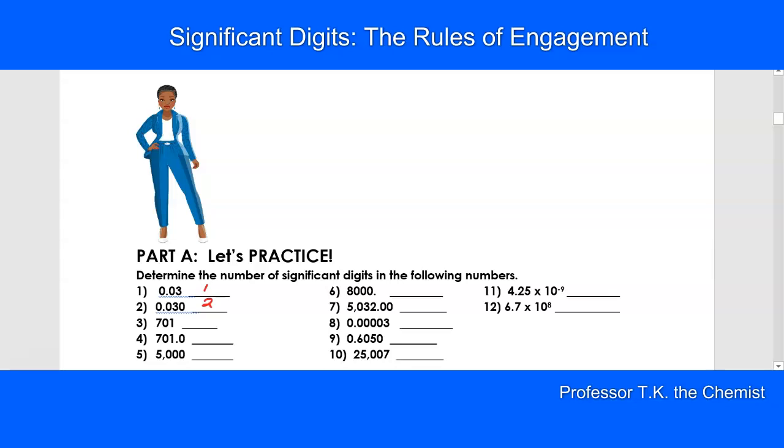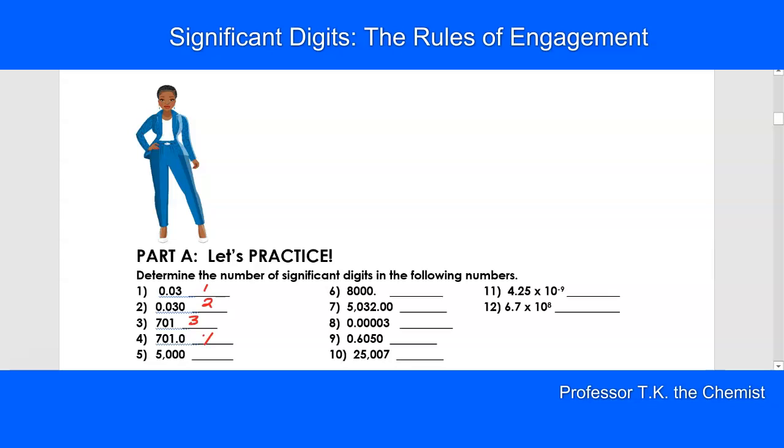Number 3, 701. All three of those numbers count. Therefore, you have 3 significant digits. And remember, the 0 is actually sandwiched in between the 7 and the 1, therefore it counts. Look at number 4, 701.0. If you recall the rule, it says that when there's a decimal present and it's after a significant digit and there's a 0 involved, all of those numbers count. So the 7, the 0, the 1, and the 0 are all significant.